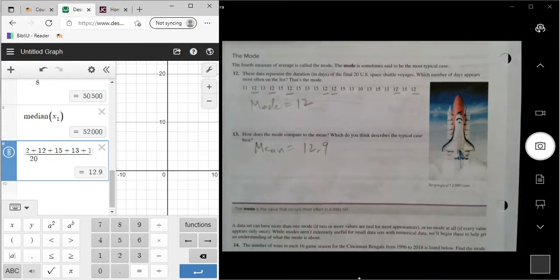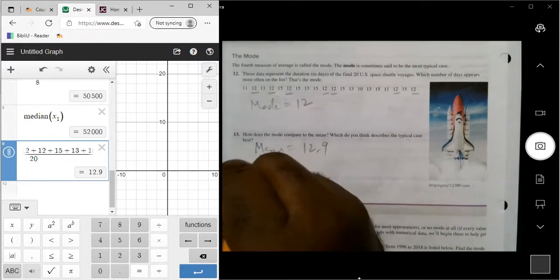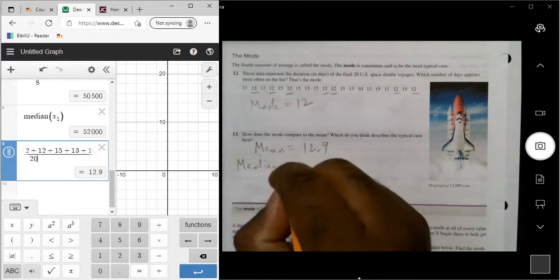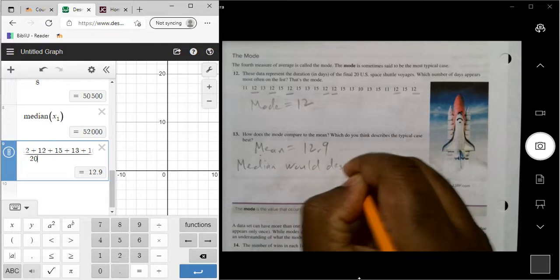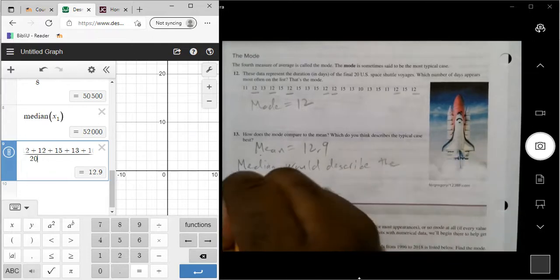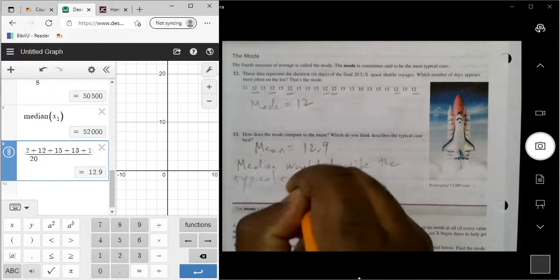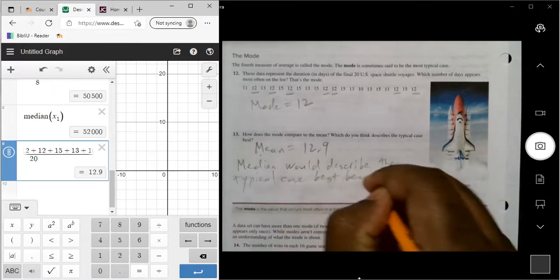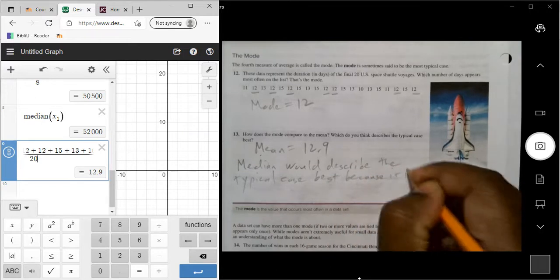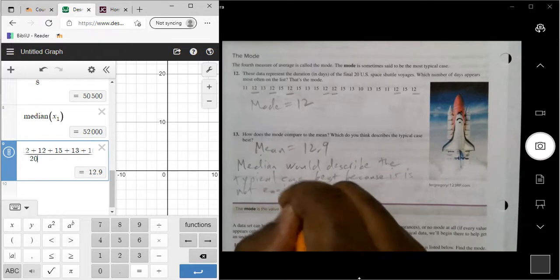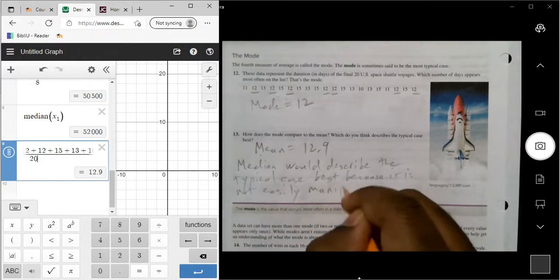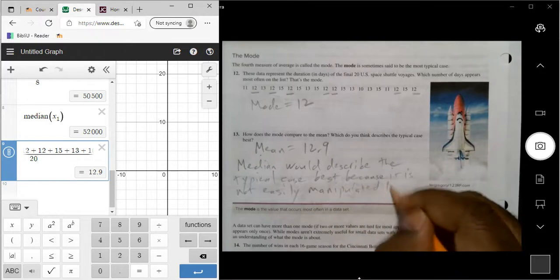And then it says, which do you think describes the typical case best? Now, of course, they're asking you basically your opinion. So for me, I would think the median would describe the typical case best because it is not easily manipulated like the rest.